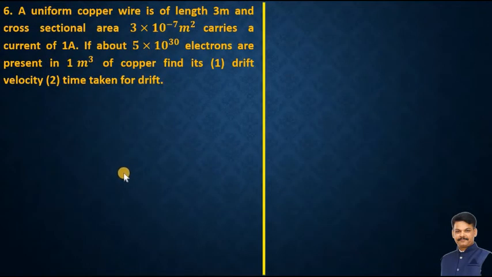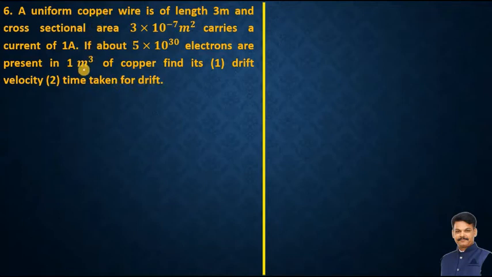Dear students, let us consider the next problem. Here, a uniform copper wire is of length 3 meter and cross-sectional area 3 into 10 raised to minus 7 meter square, carries a current of 1 ampere. If about 5 into 10 raised to 30 electrons are present in 1 meter cube of copper, find its drift velocity and time taken for the drift.